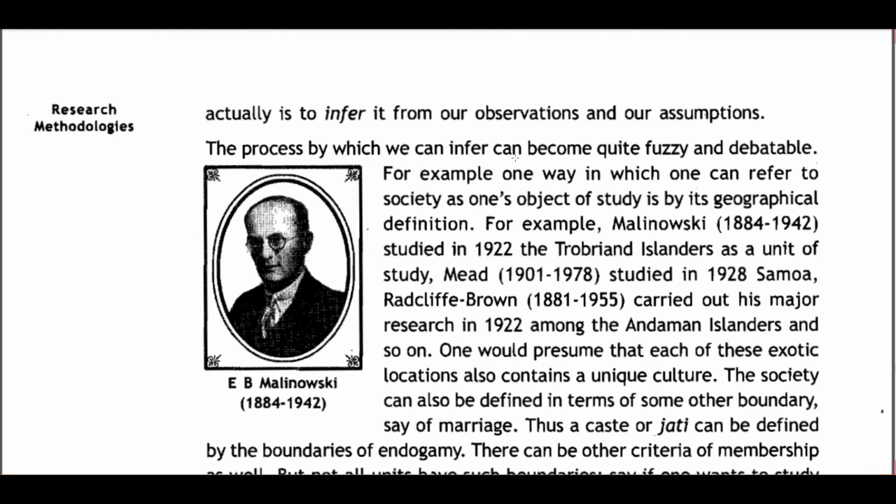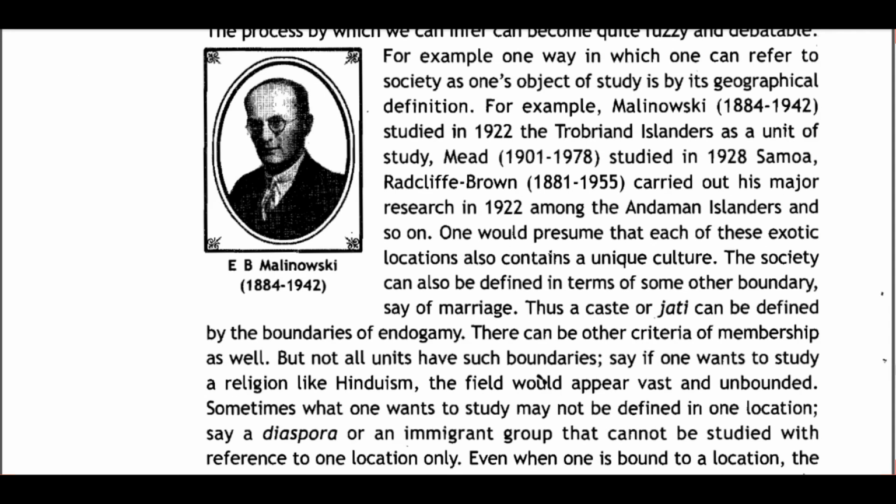The process by which we can infer can become quite fuzzy and debatable. For example, one way in which one can refer to society as one's object of study is by its geographical definition. For example, Malinowski studied in 1922 the Trobriand Islanders as a unit of study. Mead studied in 1922 Samoa. Radcliffe-Brown carried out his major research in 1922 among the Andaman Islanders, and so on. One would presume that each of these exotic locations also contains a unique culture.